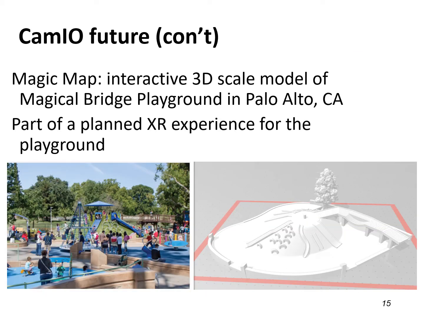Another particular project that we're working on involving CamIO relates to the Magical Bridge Playground in Palo Alto, California, and this is an accessible playground that's targeted at kids and adults with differing abilities, and there's a picture in the lower left. And so Brandon Biggs is creating a 3D scale model of the entire playground, and on the right there's a little picture of a 3D model of the slide mound that's sort of in the center of the photograph.